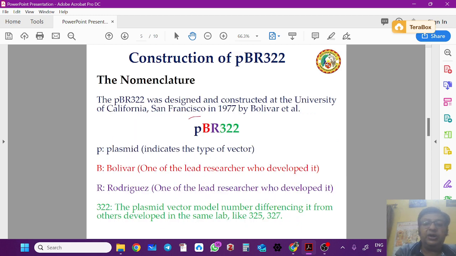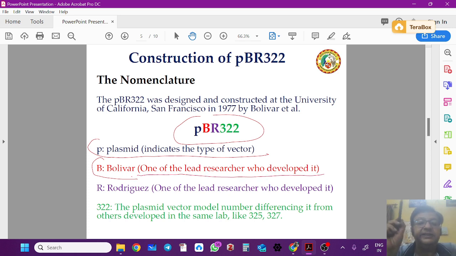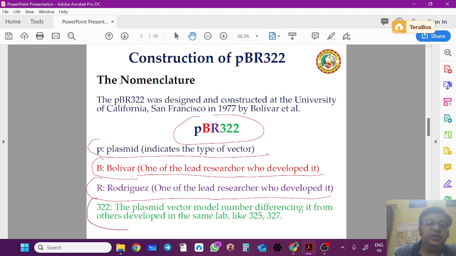Now nomenclature: what does pBR322 mean? P stands for plasmid. B is Bolivar. Bolivar was one of the lead researchers who developed these plasmids. R is Rodriguez. He was also one of the lead researchers who developed it. And 322 is the plasmid vector model number, differentiating it from other plasmids developed in the same lab, like pBR325, pBR327, which have some differences.